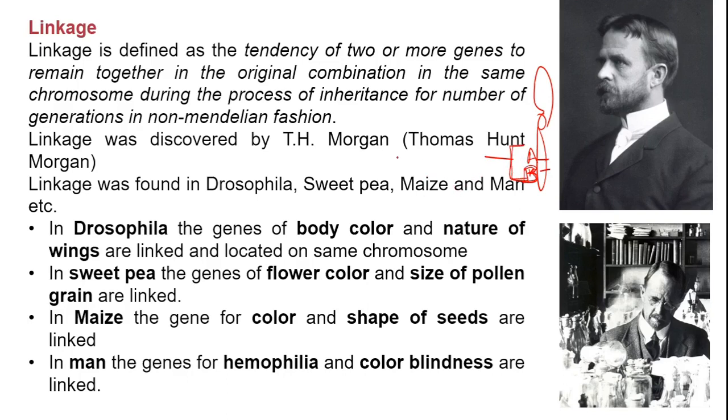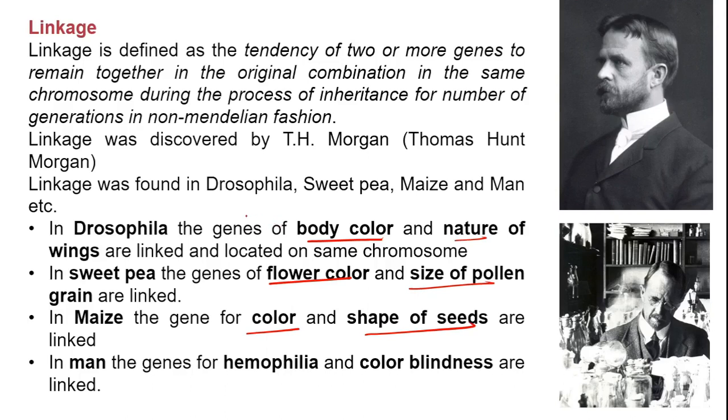This mechanism was first discovered by T.H. Morgan, Thomas Hunt Morgan. He observed it in an organism called Drosophila, the model organism. Later on, many scientists discovered linkage in maize, sweet pea and human beings. In Drosophila, body color and nature of wing are linked together, located in the same chromosome. In sweet pea, flower color and size of the pollen are linked together because they are present in the same homologous chromosome. In maize, color and shape of the seed are linked together. And in human beings, some diseases and some traits are linked together.